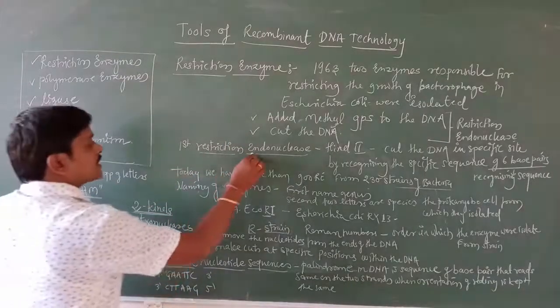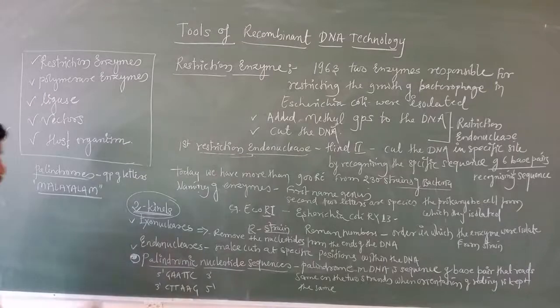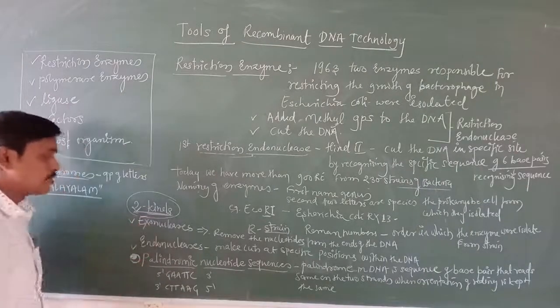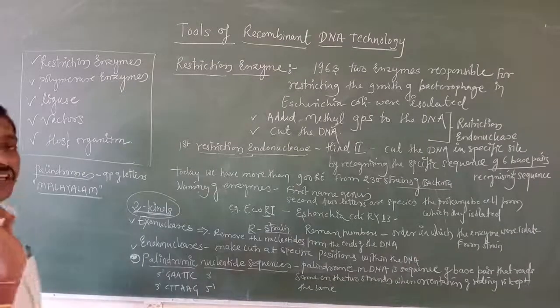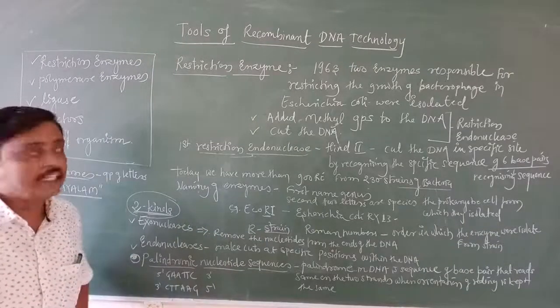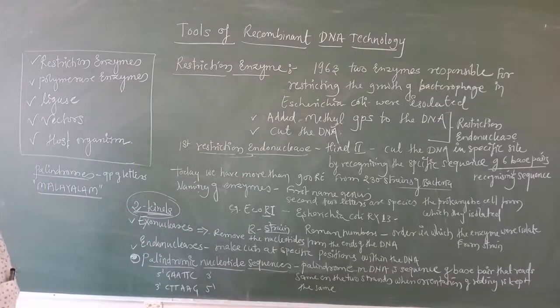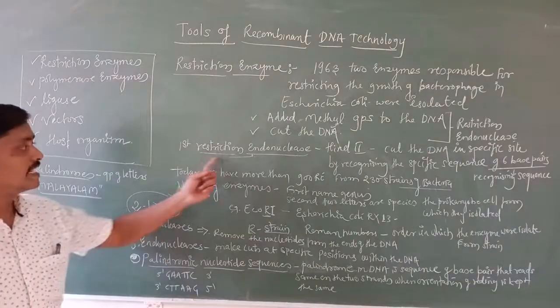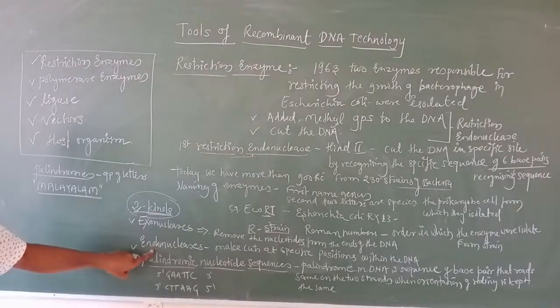Now these restriction endonucleases are of 2 types. One is exonuclease, another one is endonuclease. This is an important question: what is meant by restriction endonuclease? Restriction endonucleases are what we call molecular scissors, and there are 2 types: exonuclease and endonuclease.